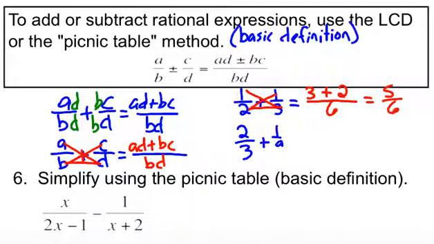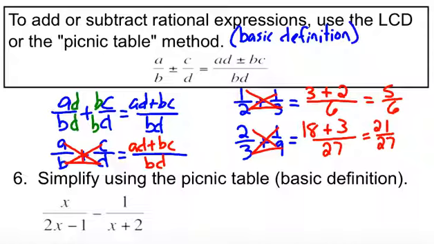2/3 plus 1/9. Okay, you can use the picnic table method. I call it a picnic table method because it looks like an upside-down picnic table to me, but I don't know. If you don't like that, don't worry. That's what I'm going to call it. Anyway, 2 times 9 is 18 plus 1 times 3 is 3 over 9 times 3 is 27. So our answer is 21/27. Now, both of those are divisible by 3, so we can reduce this to 7/9.